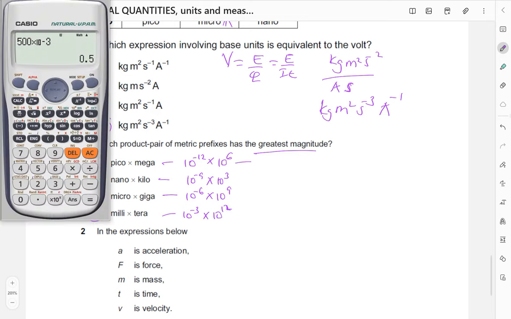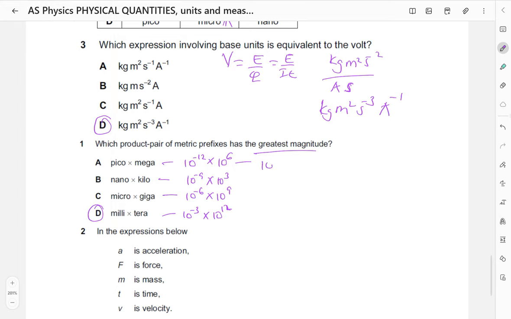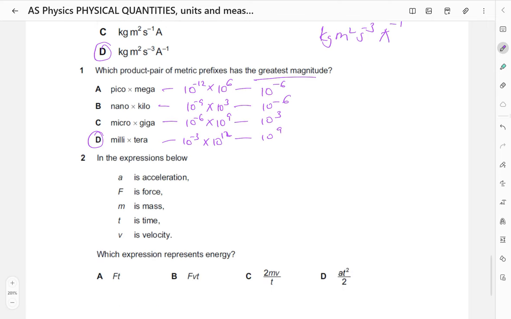So for this one, we just add the powers. This becomes 10 power negative 6. This one becomes 10 power negative 6. This one becomes 10 power, I'm adding the powers, remember, power 3. And this one becomes 10 power 9. So the answer is D.